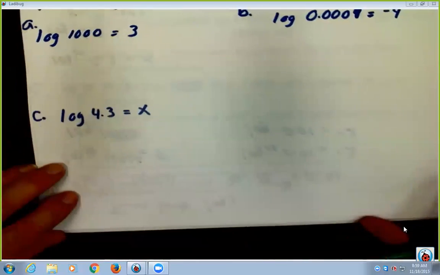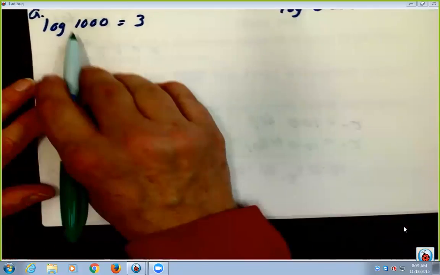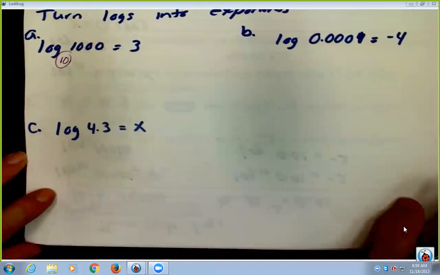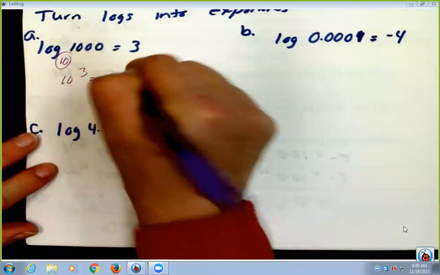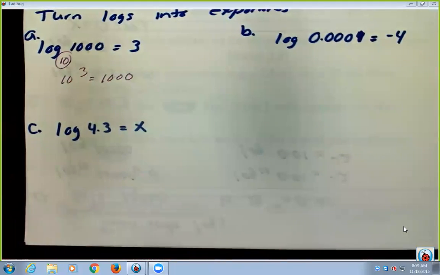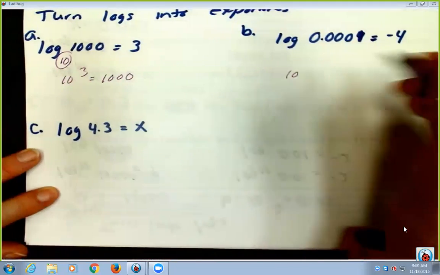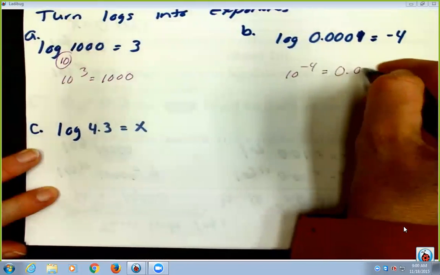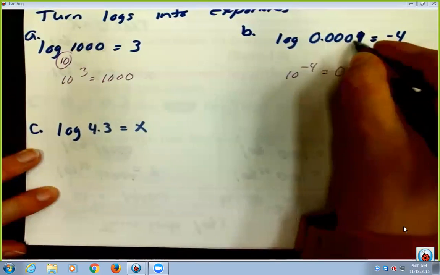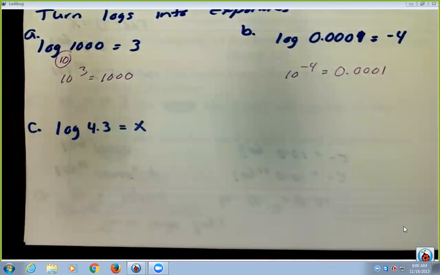Okay, so here are some other ones that we turn back into exponential form. So again, that little 10 is sitting right there. And so I have 10 to the third power is equal to 1,000. This one, I have 10 to the negative fourth power is equal to 0.0001, and that is a 1 there.